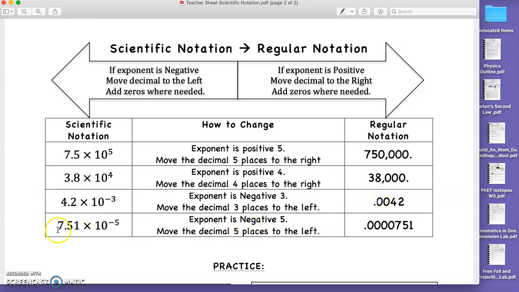And so this one here is 7.51 times 10 to the negative 5. Again, I move the decimal to the left 5 places. And I start here and I go 1, 2, 3, 4, 5, adding zeros to fill the space.